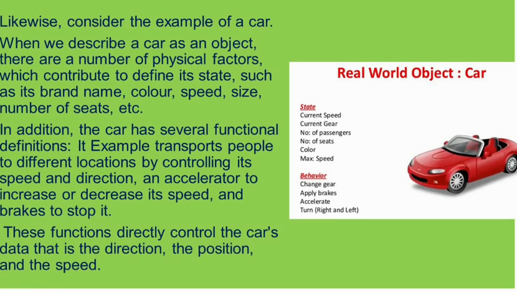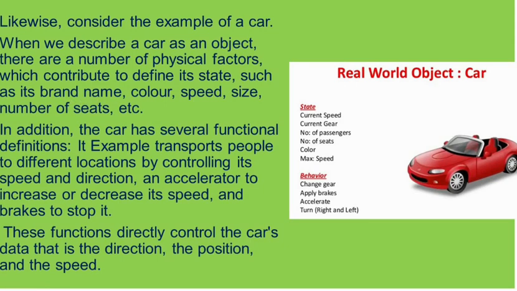Okay, the car is also a real world object. So when we describe a car as an object, there are a number of physical factors which contribute to define its state. That means there are many physical attributes of the car that can help us define its state, such as the brand name of the car. What is the brand name of the car? It is an attribute of the car.